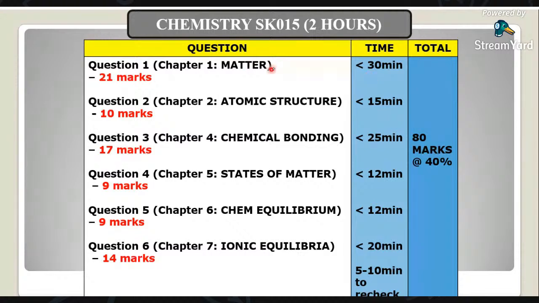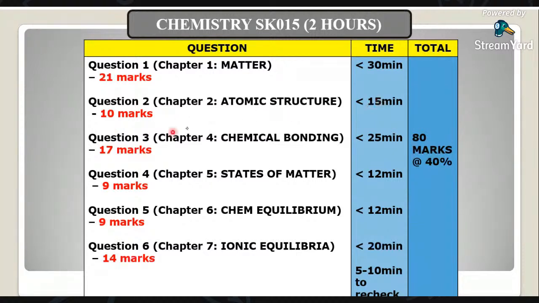That's why I told you earlier that it is important for you to conquer chapter 1, because if you can answer chapter 1, then you have the motivation and the confidence to answer the next questions. Question 2 is from chapter 2, atomic structure. The mark is 10 marks, so you can take less than 15 minutes.